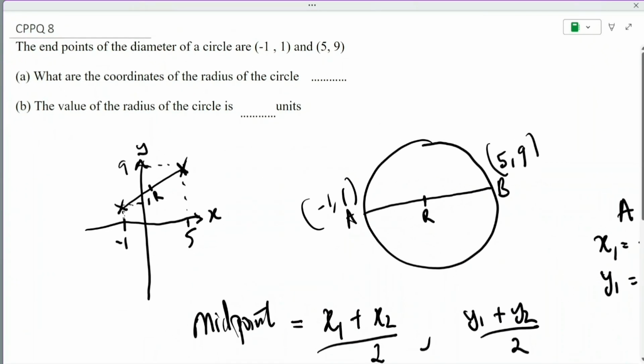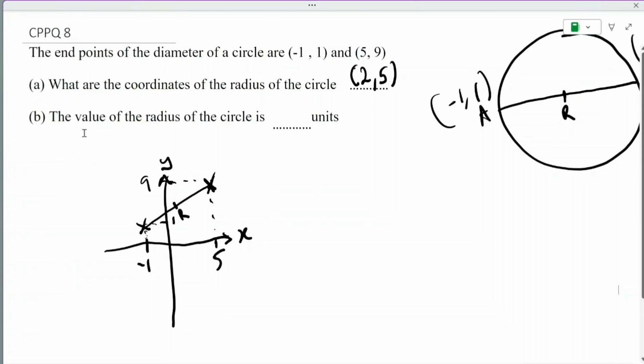So the answer to question A, which is what are the coordinates of the center of the circle: you open your bracket, you write 2, 5. That's when x is 2, y is 5. That means the coordinates of this point is 2, that's x is 2, y is 5. Hope you understand.